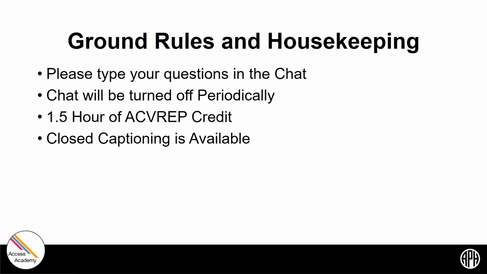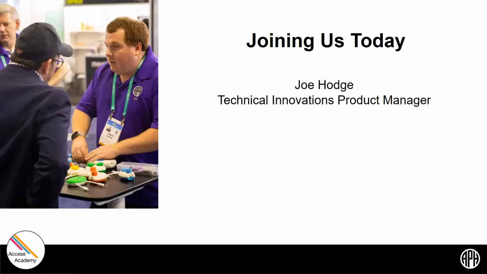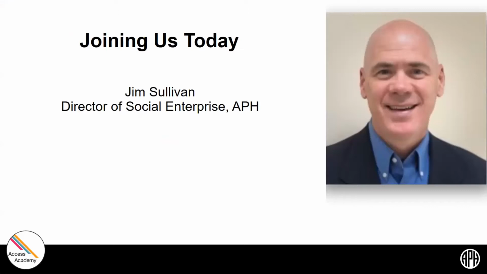We have two presenters today. Joe Hodge, Technical Innovations Product Manager at APH. And also part of those webinars quite a bit, Jim Sullivan from APH, Director of Social Enterprise. So we thank both of them for participating and helping us with CodeJumper today.